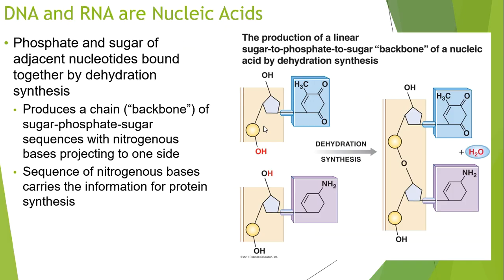We already talked about DNA and RNA being nucleic acids, and generally the phosphate and sugar of adjacent nucleotides are bound together by dehydration synthesis. I already talked about that dehydration as well. This usually produces a chain backbone of a sugar-phosphate-sugar sequence with the nitrogenous base that projects inward to one side of the molecule. So you have that sugar-phosphate backbone, which I'm sure you remember from biology, and that interlocking nitrogenous base sequence, those base pairings. You talked about that in biology, but it just highlights that A to T pairing, G to C pairing in DNA, and that A to U pairing, G to C pairing in RNA.